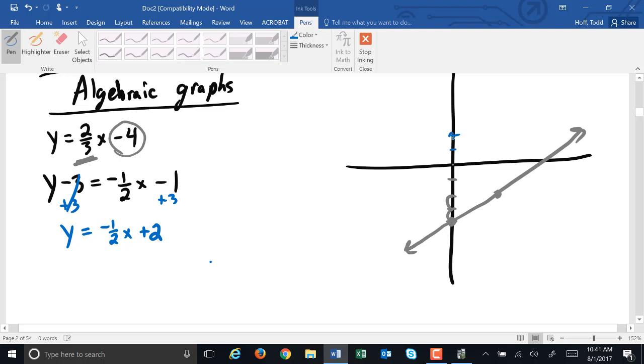Go to positive 2, yep. Remember, the negative is only the rise, up or down. The run is always going to the right. The run is always positive. So it is down 1, and it's still over 2 to the right.